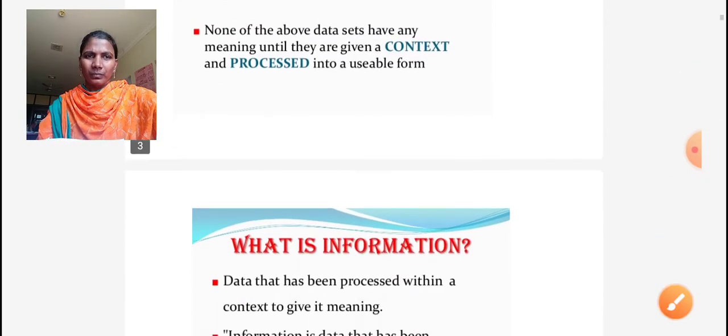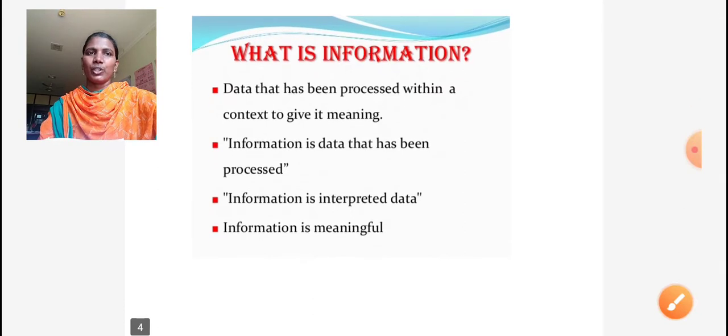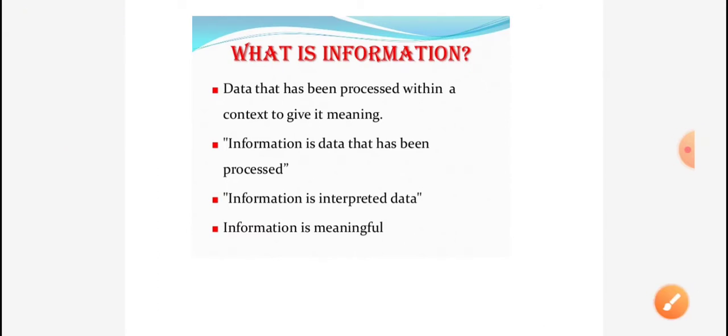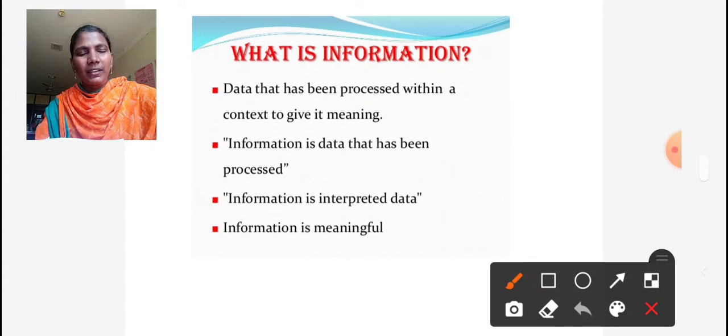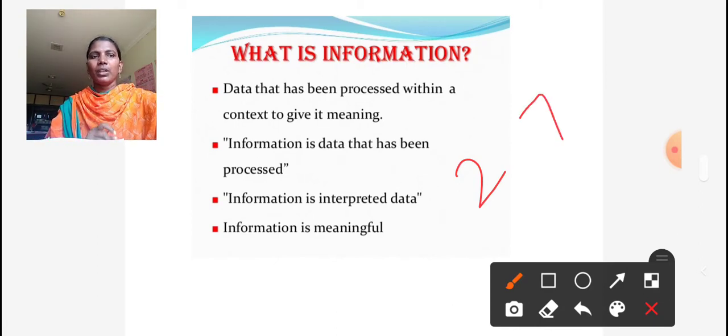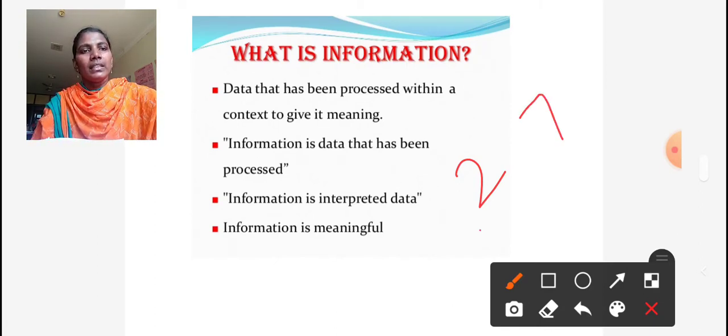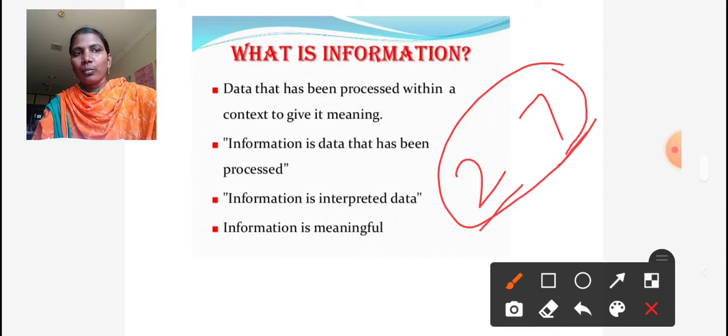And what is the definition of information? Information is nothing but processed data, and it has a particular meaning. For example, I take the value 2 and the value 7. Each is a separate data value, and there is no meaning when these two values are simply put together.